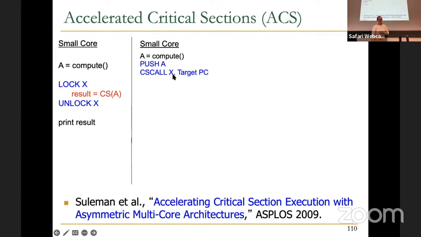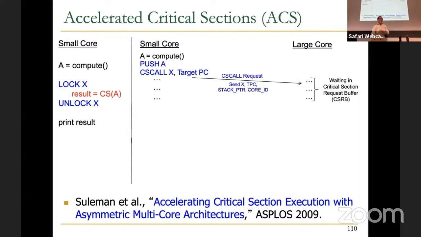And then it basically sends a critical section call request for this particular critical section, lock X, let's say. And the critical section starts from target program counter. This is the program counter at which the large core should start executing when it decides to start executing that critical section. So this gets sent over the interconnect. You send the X lock, which is the critical section ID, in other words, target PC, the stack pointer, and the core ID. And then this waits in the critical section request buffer in the large core for some time, hopefully not too long.